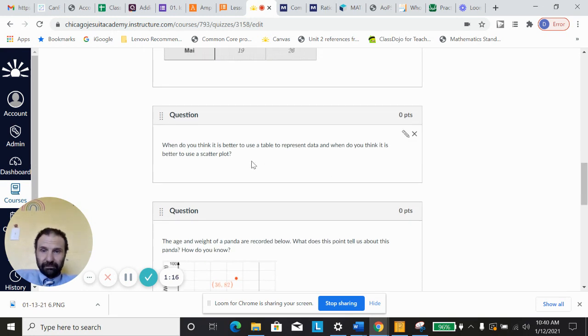Question 3. When do you think it is better to use a table to represent your data? And when do you think it is better to use a scatter plot to represent your data?